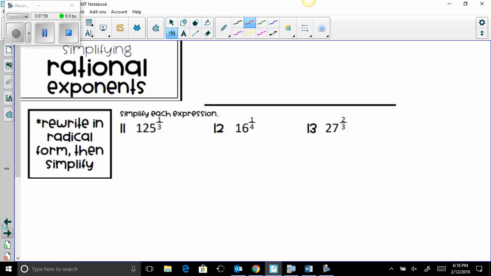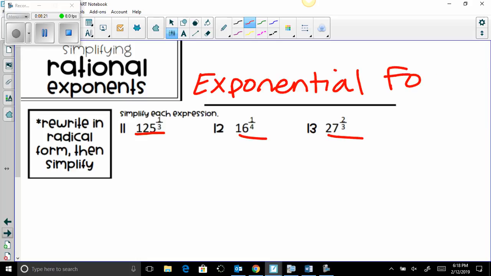Next part, we're going to simplify rational exponents. So it's asking me to first rewrite it in radical form and then simplify as much as I possibly can. If it wants me to rewrite it in radical form, what form are these all in right now? They are currently in exponential form. Very good. I want to put them in radical form first. Remember, make your radical. What's your radicand going to be? This whole number right here.